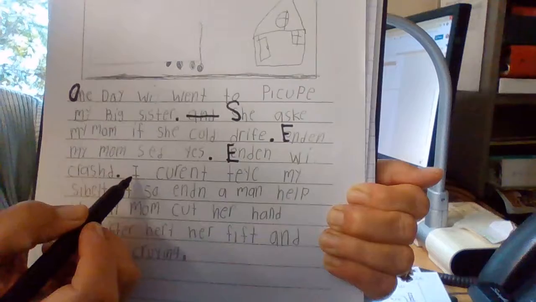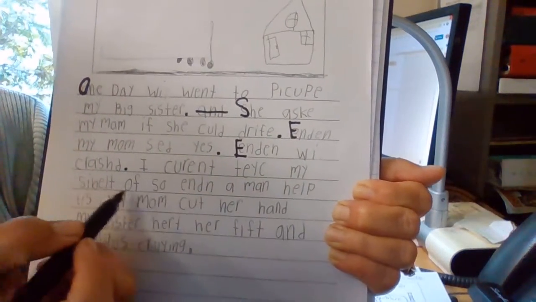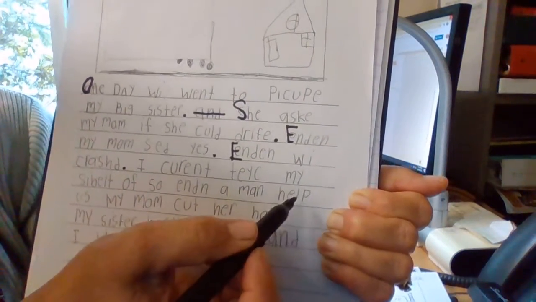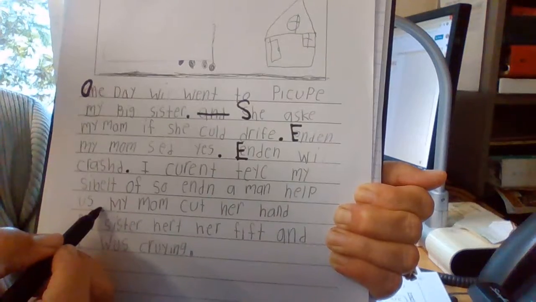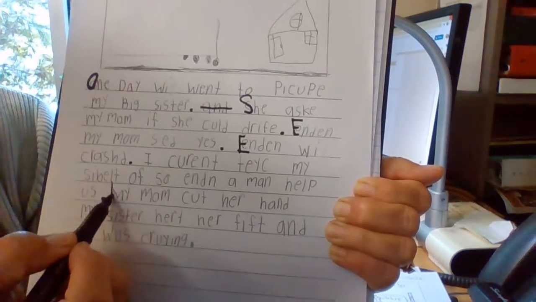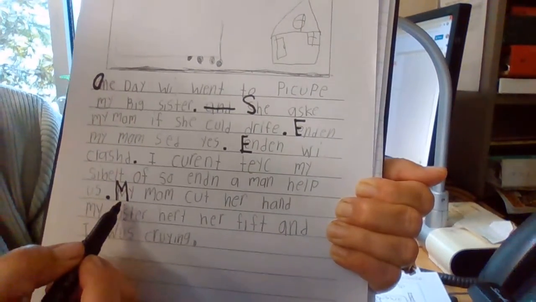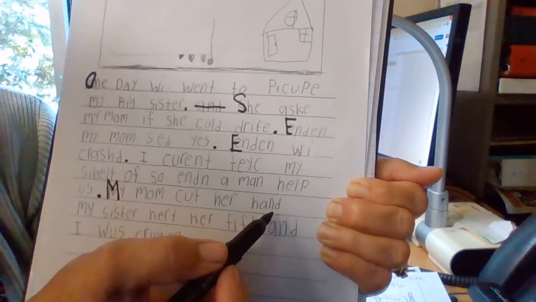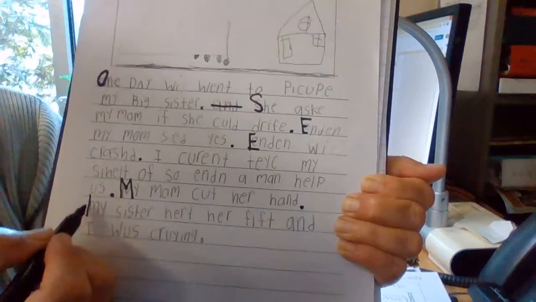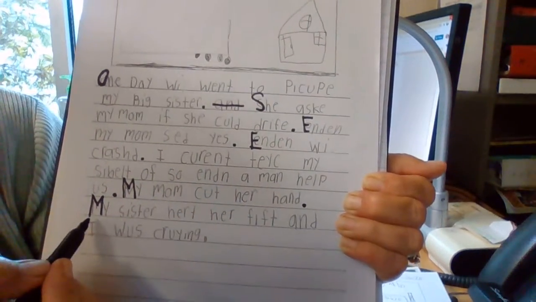They have a capital I, so we're going to stay with that. I couldn't take my seatbelt off, so then a man helped us. That's a complete thought, so we put a period. Then we start the next sentence with a capital letter because sentences always begin with capital letters. My mom cut her hand. That's a complete thought, so we're going to put another period. Capital M because we put a period. So when you put a period, the next letter starts with a capital.